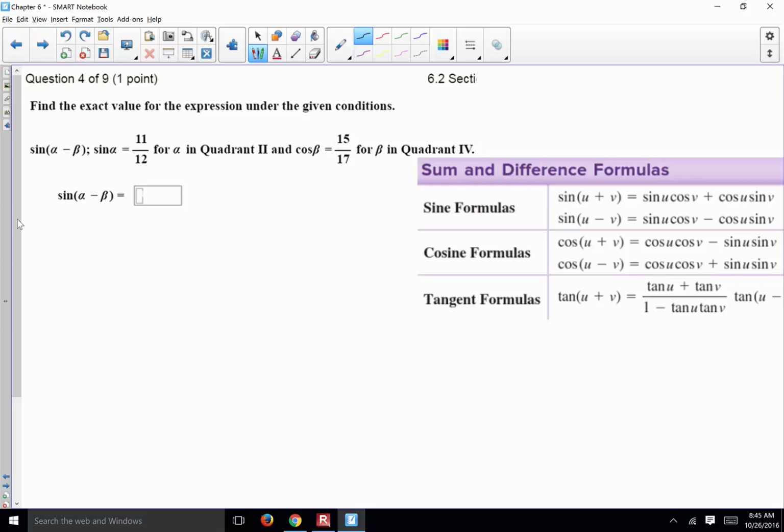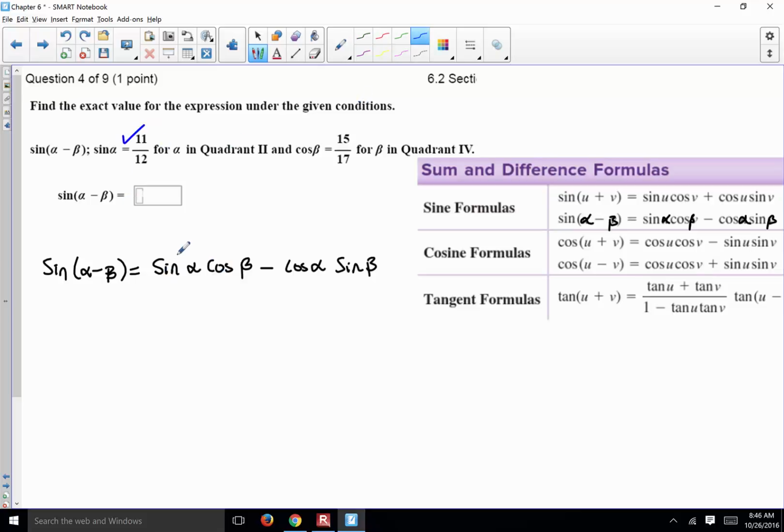Alright, what do I need to know to get sine alpha minus beta? Let's expand this first. Sine alpha minus beta, just think of this as alpha and beta, is sine alpha cosine beta minus cosine alpha sine beta. Agree? Do you agree? Now I need to know just four things and it will be done. But do you know all four?